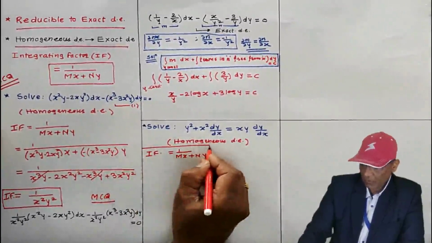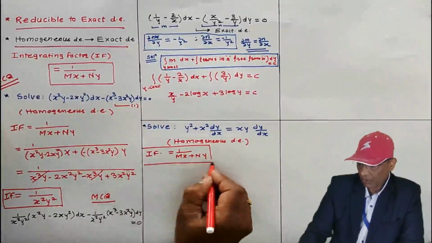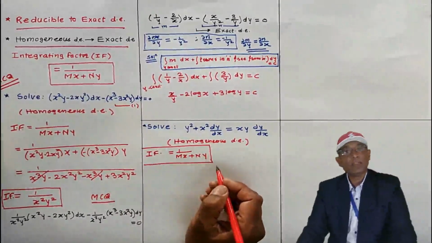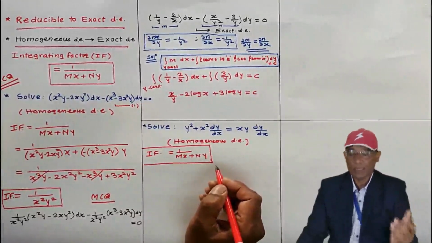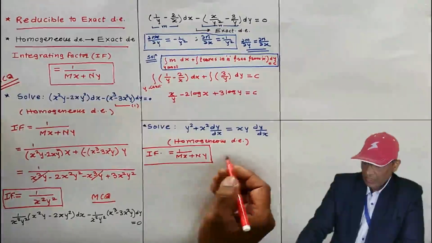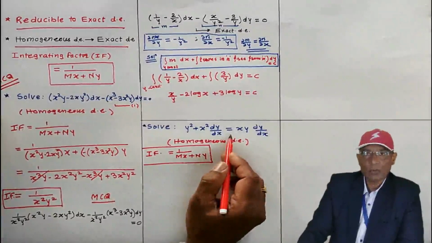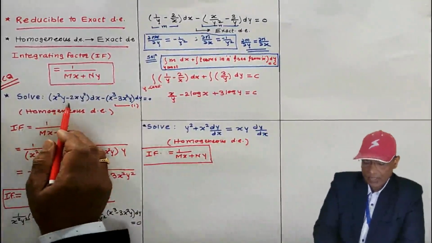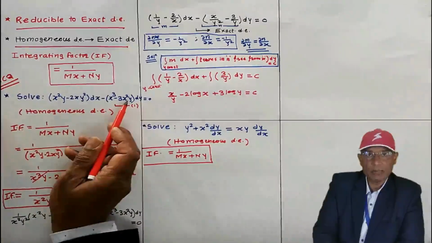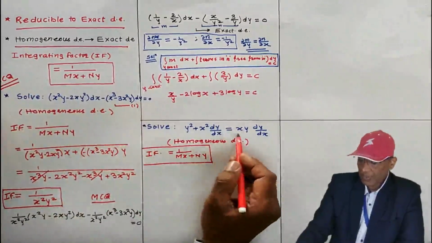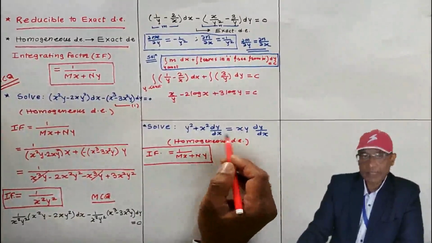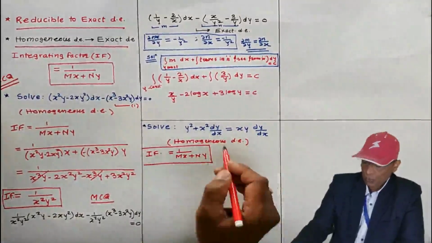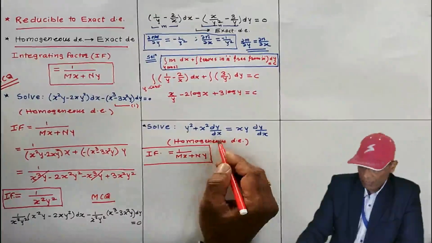1 by mx plus ny is the integrating factor formula for a homogeneous differential equation to be converted into an exact differential equation. See, this equation is not in the standard form. We have to bring it into the standard form first. Here, this equation is of the type M dx plus N dy equal to 0. But this differential equation is not in the standard form, M dx plus N dy equal to 0. So, write this in the standard form first.